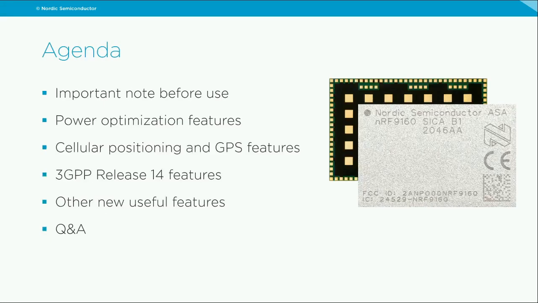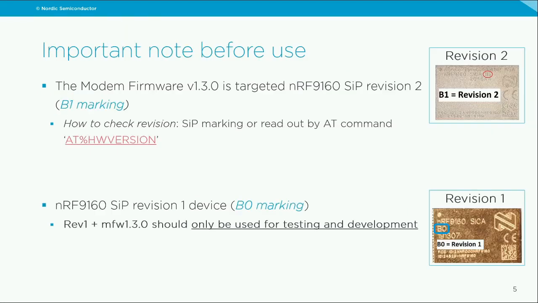And the agenda for today is important note before use, and then we're going to look into the new power optimization features. Then we're going to look at the cellular positioning and GPS features, and 3GPP release 14 features and other new useful features. And Q&A at the end.